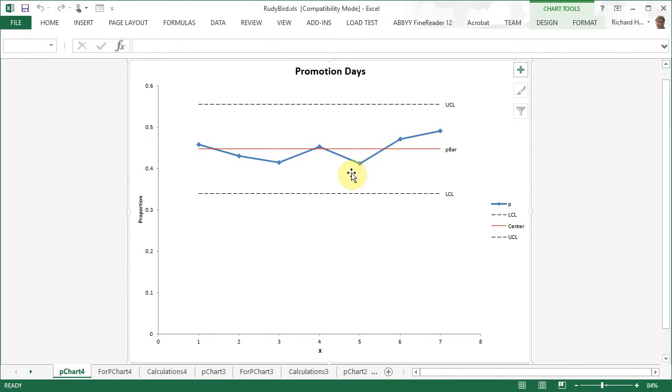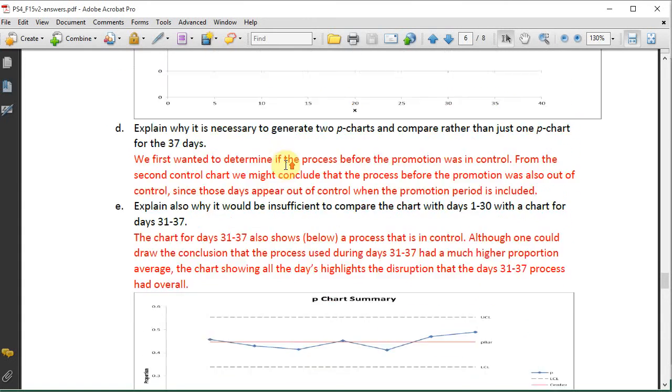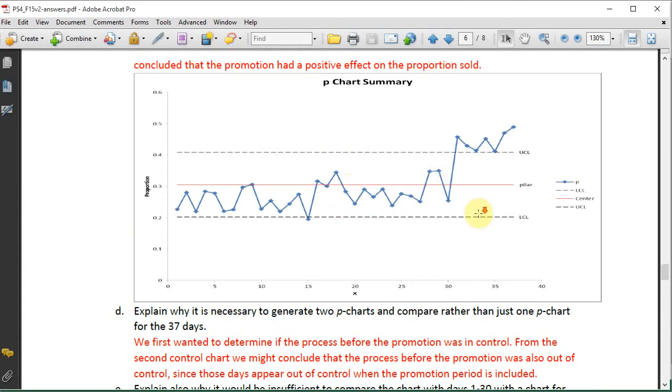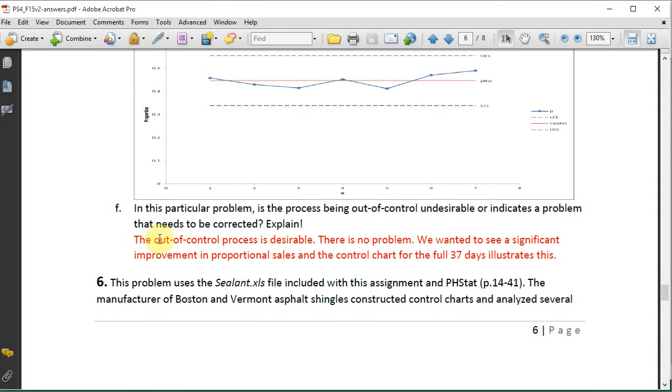So we can draw possibly a similar conclusion if we do, in fact, compare the first 30 and the last 7, but it's clear from this chart that something is happening. Okay, the last part of this problem is: is the process being out of control undesirable or does it indicate a problem that needs to be corrected? And in this case, the out of control process is desirable and there's no problem. We wanted to see a sufficient improvement, and it looks like we have.